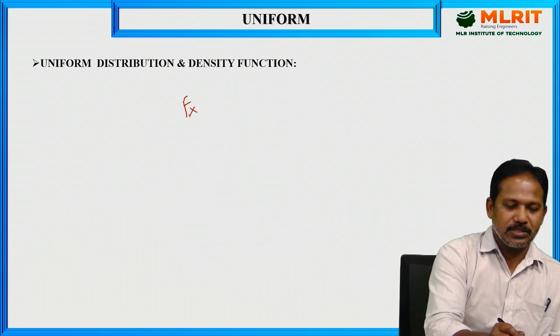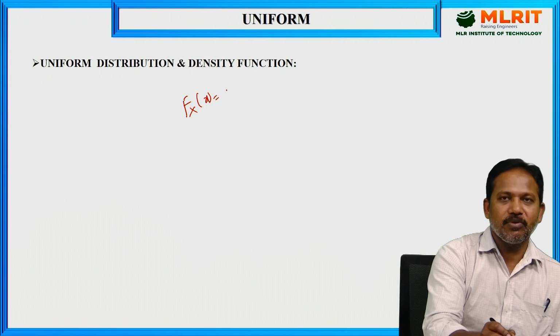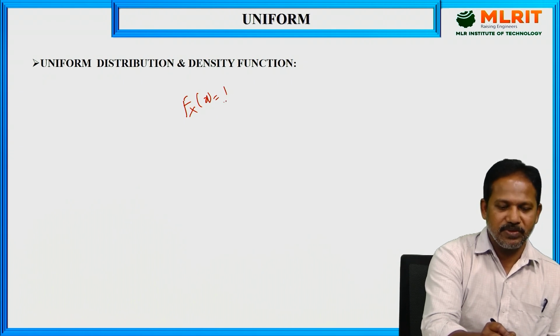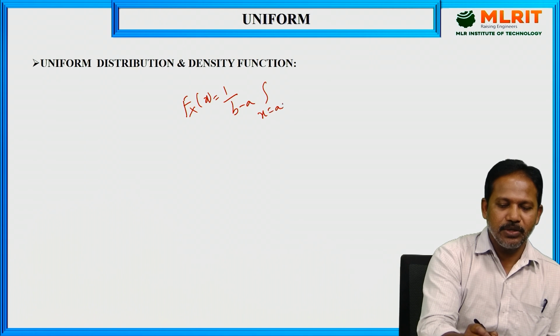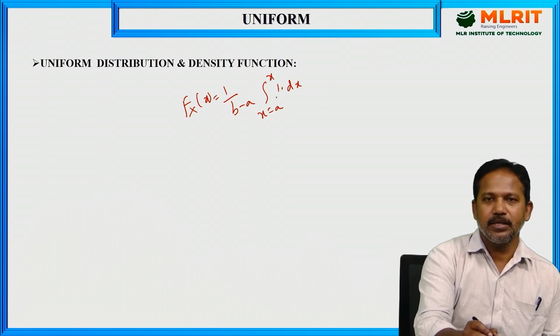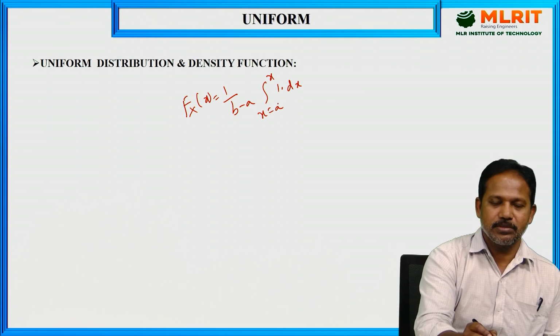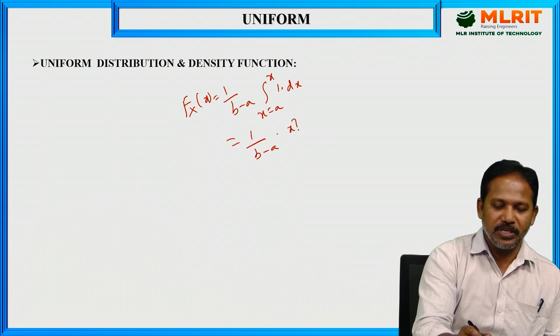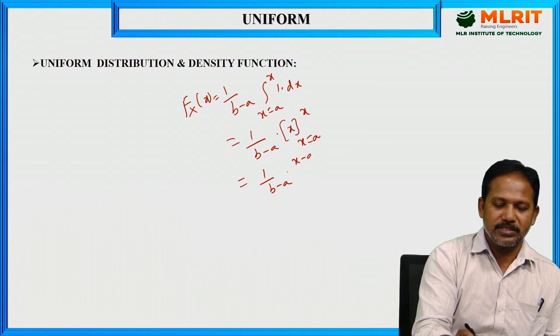Here 1 by b minus a is constant, so FX(x) equals 1 by b minus a into the integral from a to x of 1 dx. The integration of 1 is x, evaluated from a to x. So we can write 1 by b minus a into x minus a.